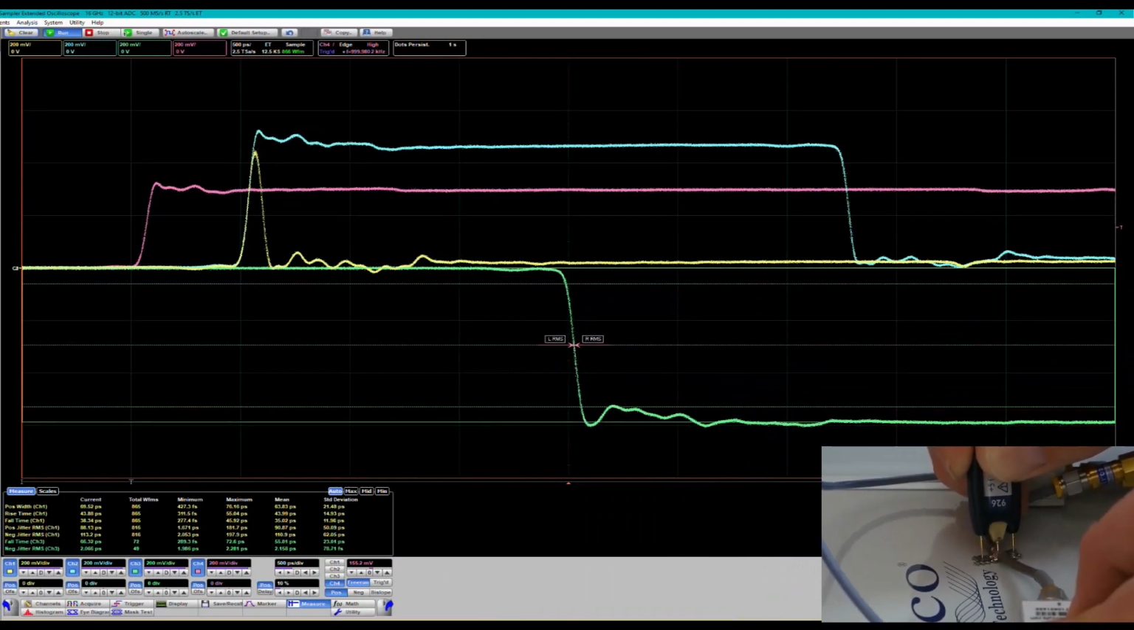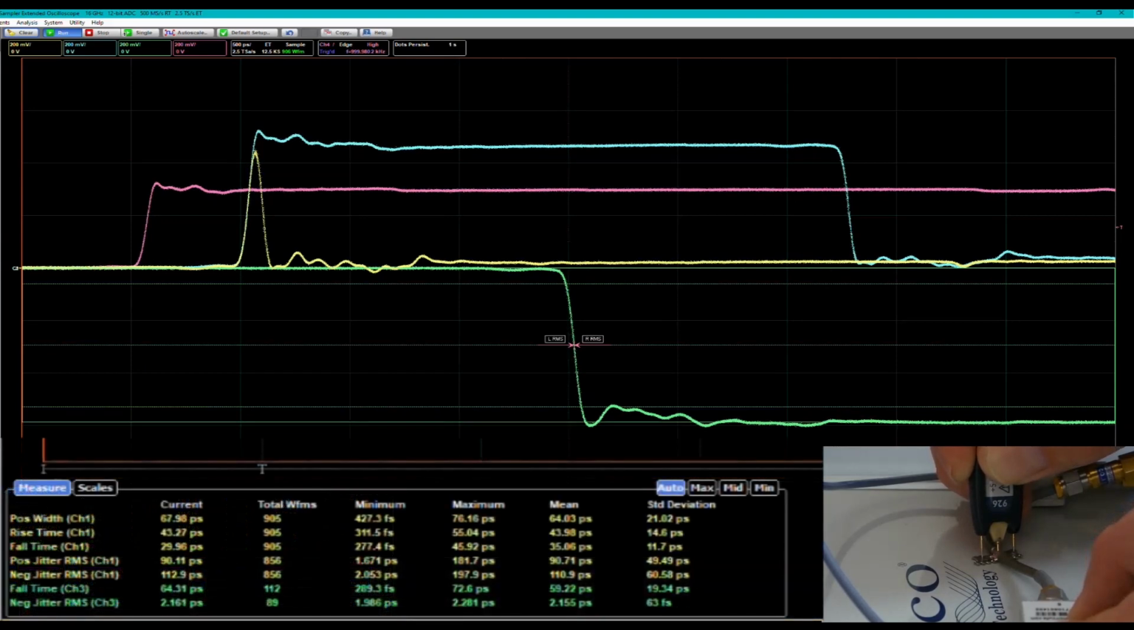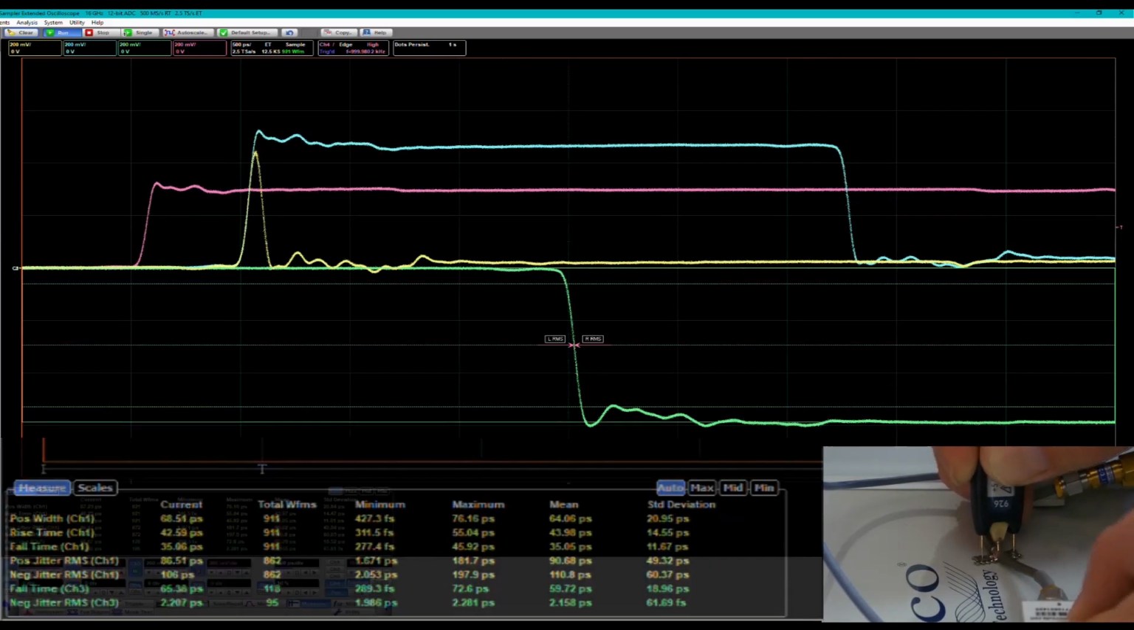So this is the waveform you get off a PicoConnect probe. This is divided by 5, so it's twice as big as the waveform we were looking at before, which was directly via an 18 gig 20 dB pad. Pretty good pulse response there, and we got a fall time of the order of, what, 70 picoseconds or so. There we go.